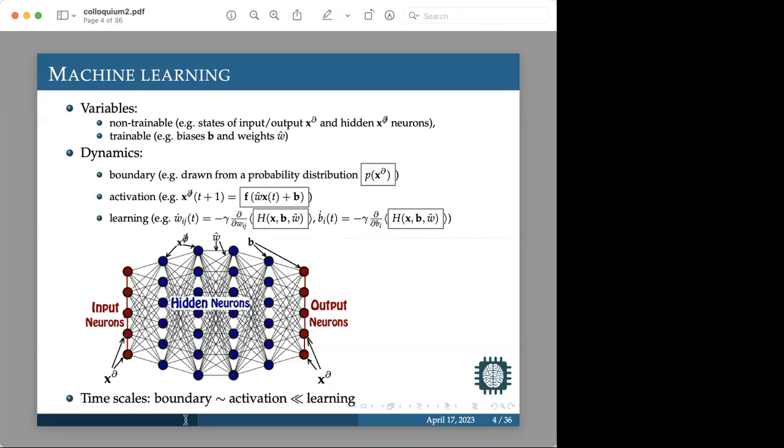What is important here is that there are these timescales, and the timescales of boundary and activation dynamics are roughly the same. You change the boundary, and through that, the activation dynamics takes this information through the network. And there is another timescale, the learning timescale, which is much, much larger. So this is an important distinction. Okay, so this is machine learning.